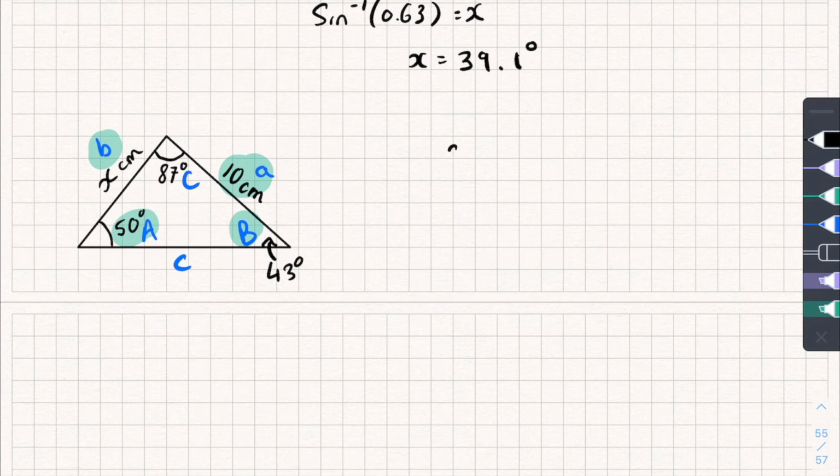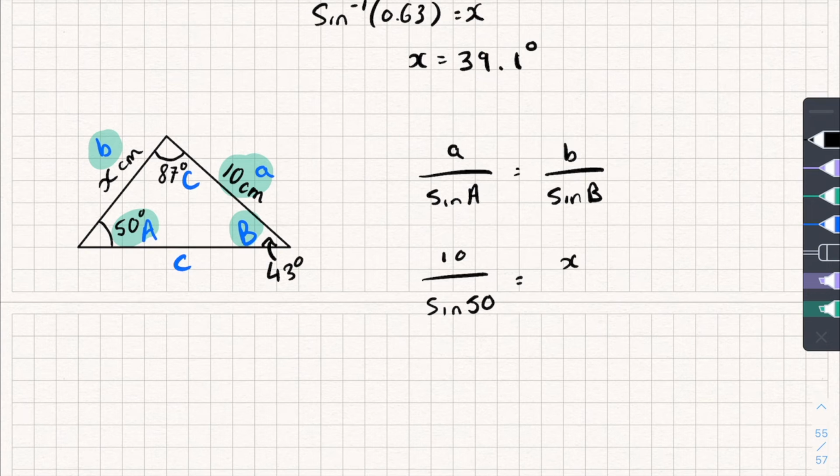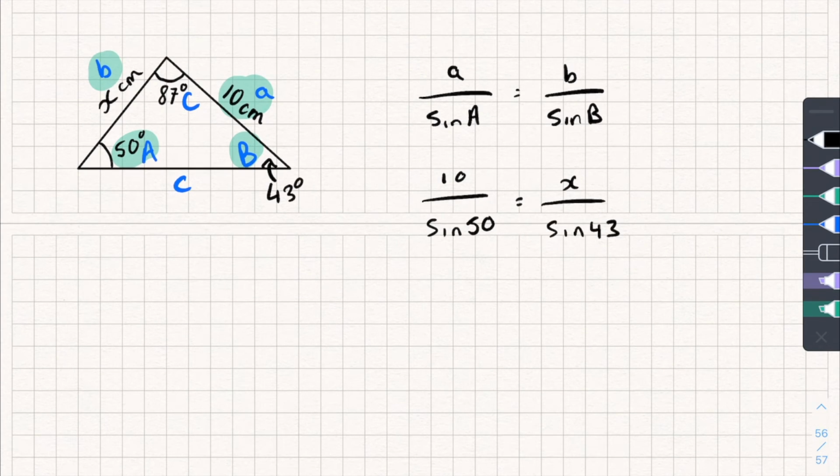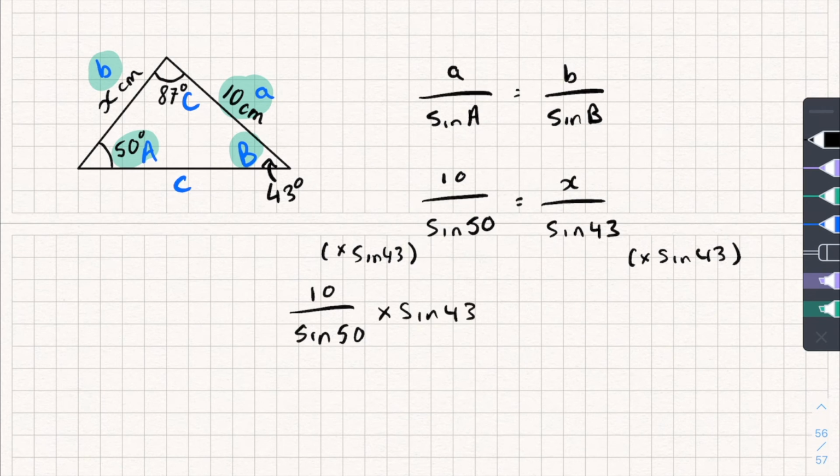So let's write out the formula. So it's A over sine A is equal to B over sine B. Now I know this, I can substitute in my values. So I've got 10 divided by sine 50 is equal to x over sine 43. And again, I'm rearranging for x. And this is quite easy this time. It's 10 over sine 50, because I'm going to multiply both sides by sine 43. So times by sine 43, and then times this by sine 43.